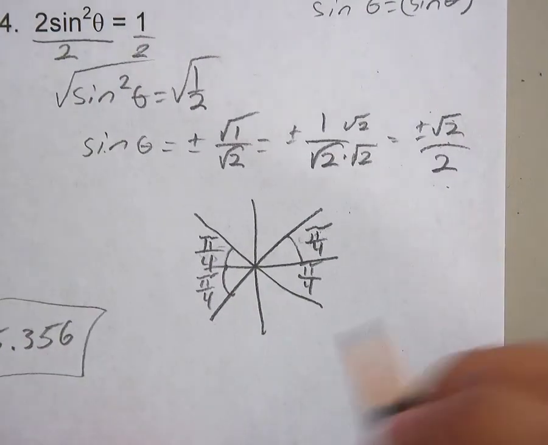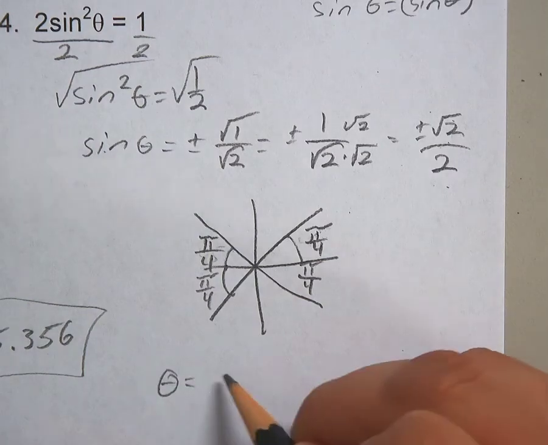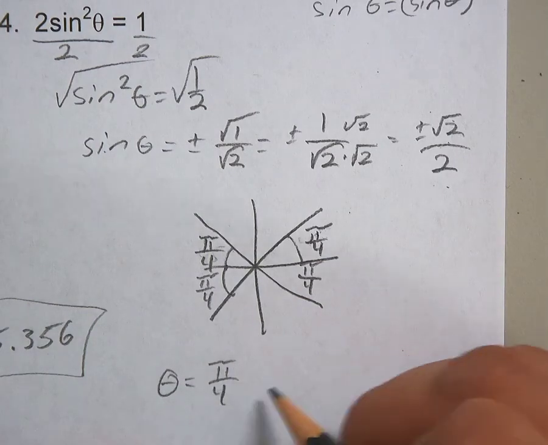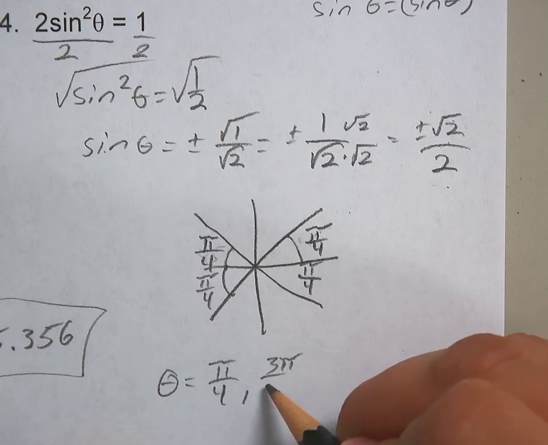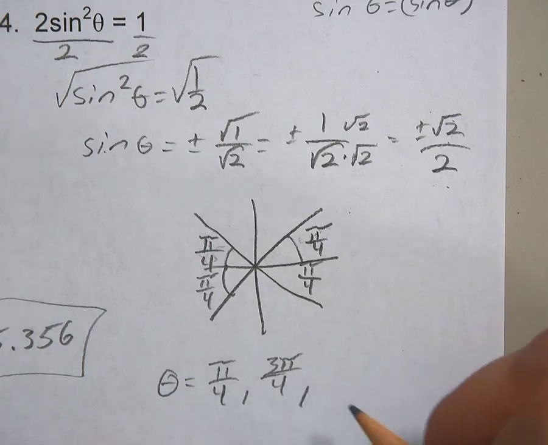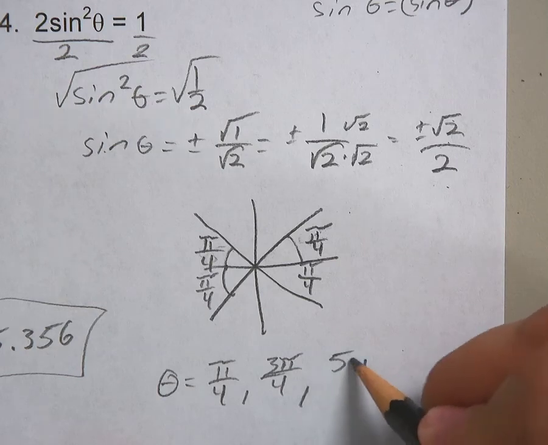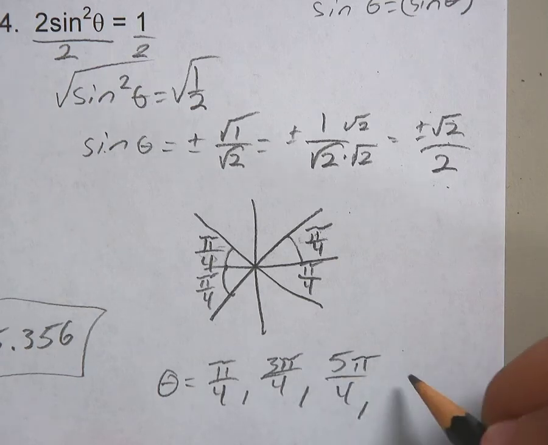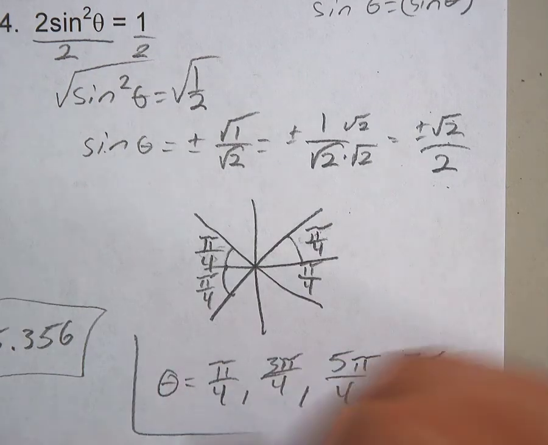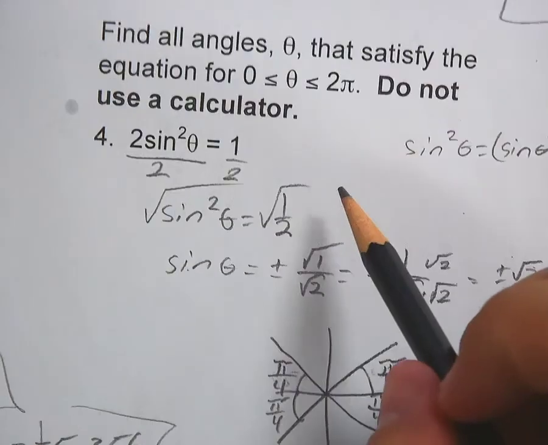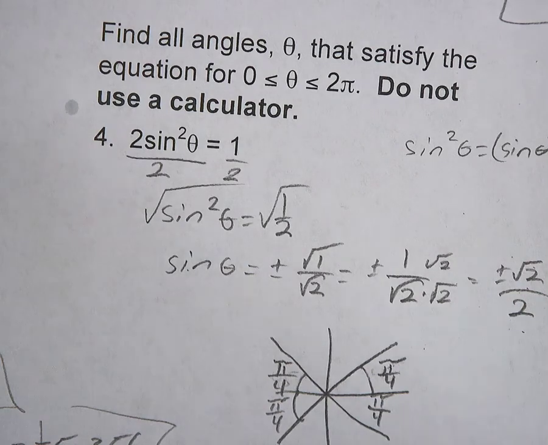So answers, theta: pi over 4, 3 pi over 4, 5 pi over 4, 7 pi over 4. Anytime you see do not use calculator, use unit circle. Before unit circle, use U.